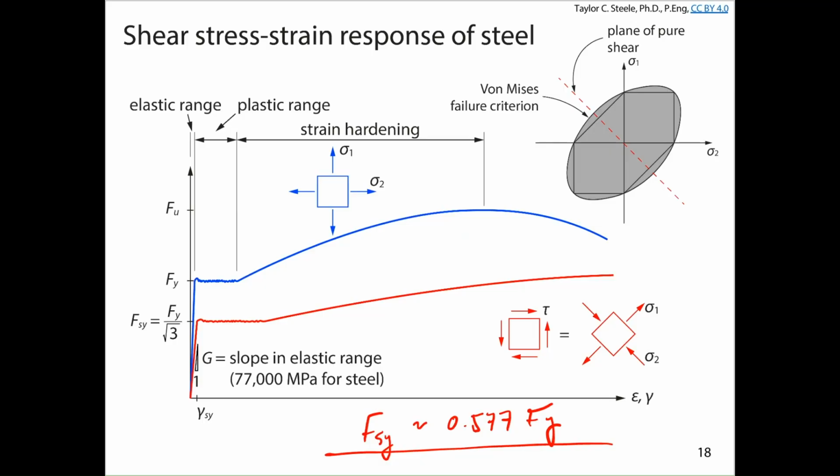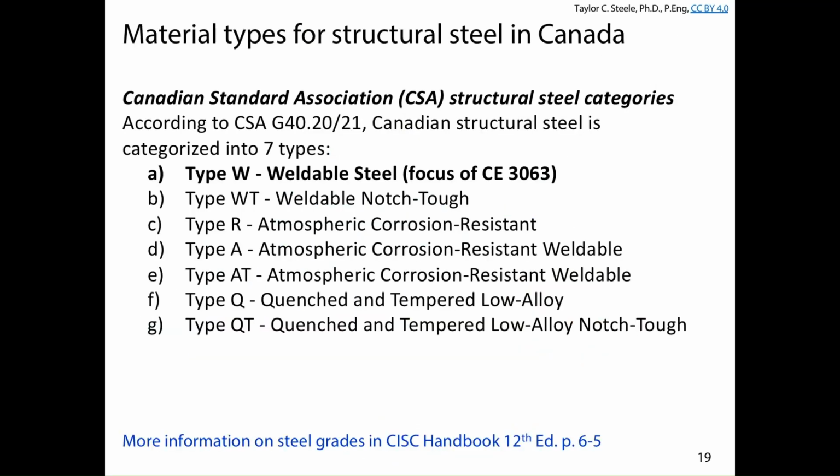We have a bunch of different kinds of shapes. These categories come from a standard called CSA G40, 2021. Really not important to go through that standard. There are a bunch of different kinds of steels that might be more useful for different kinds of situations. For example, if you're going to have steel that was exposed in a bridge application, and you were going to leave it unpainted, you would use an atmospheric corrosion resistant steel because it's not going to corrode when exposed to high humidity levels.